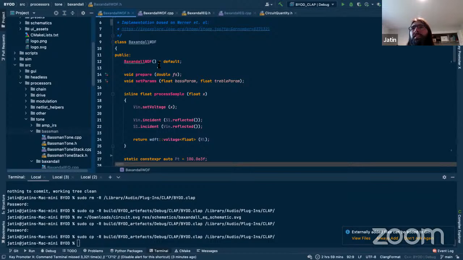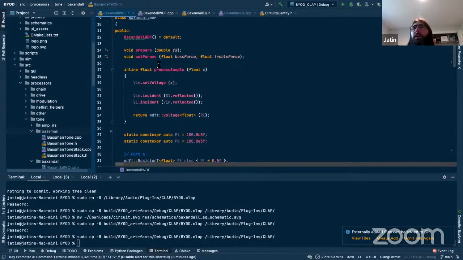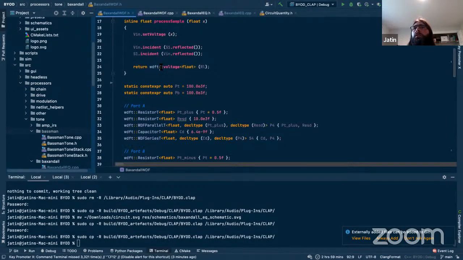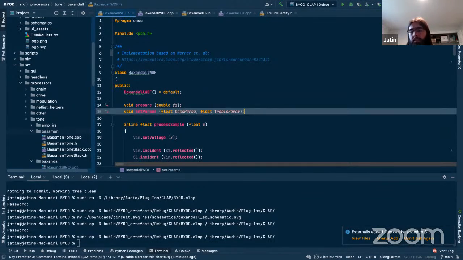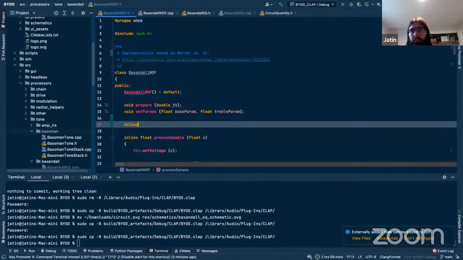But let's see here. So yeah, what I want to do is I want to have, well, let me think about this. So I want to have a method for parallel resistors.